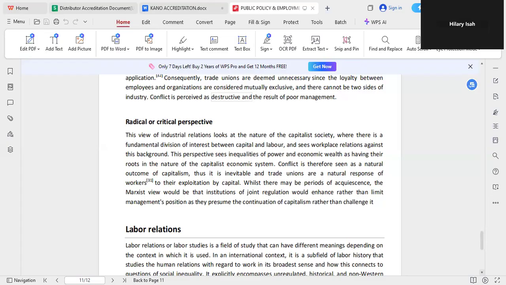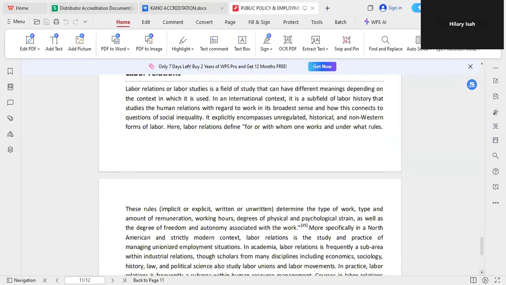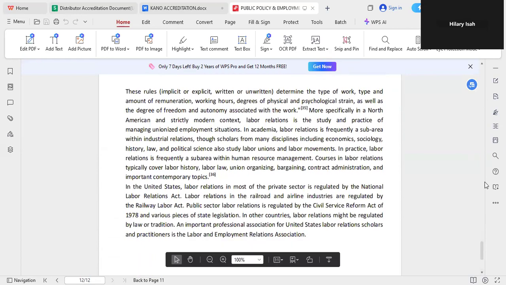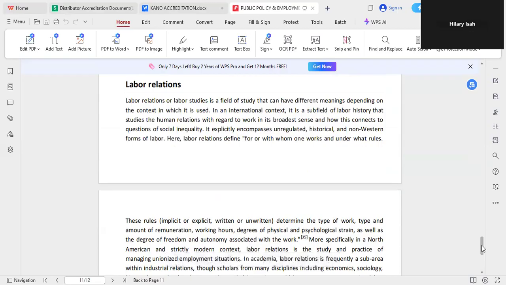So in essence, the critical perspective of employment relations views the workplace as a capitalist system, okay, where there could be highs and lows, there could be working together, and there could be challenges. And so it is only natural that upon that there will be challenges which will eventually be resolved in the workplace. So, and this is where labor relations come in.